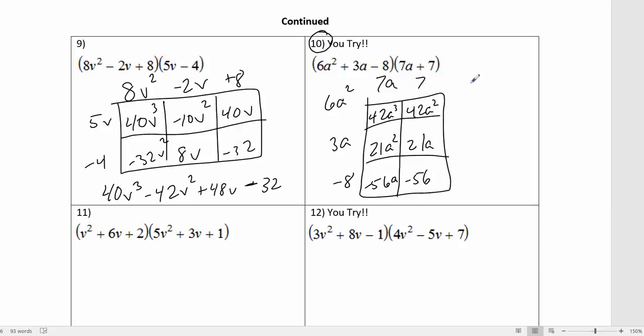Okay, so I did the box already. Now let's pop numbers out of the box. So the 42a to the 3 pops out. Then I have my diagonals that combine, so that's a 63a squared. And then here, negative 56 and positive 21 becomes a negative 35a, and then a minus 56 there. So there you go for number 10. Now let's go to number 11.